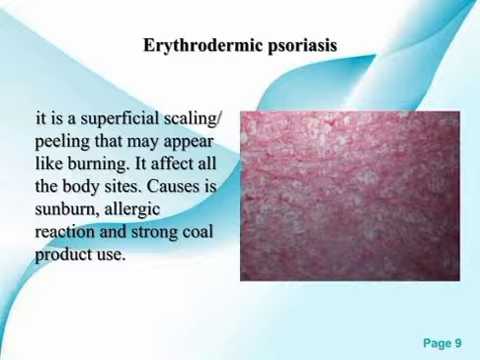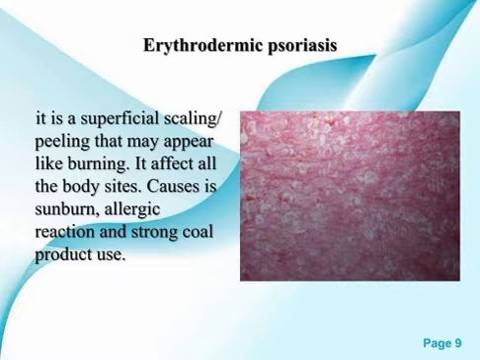So erythrodermic psoriasis mainly occurs in the dermis areas, and it is superficial scaling or peeling that may appear like burning. So it affects all the body sites. Not only certain sites, it affects all the body sites. It is caused by sunburn or allergic reaction and also the use of strong coal tar products.